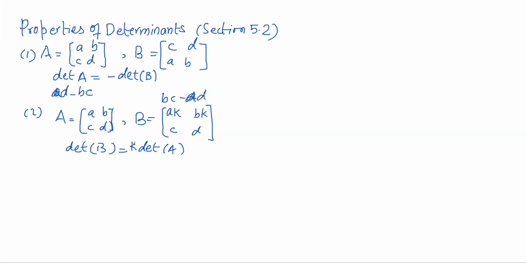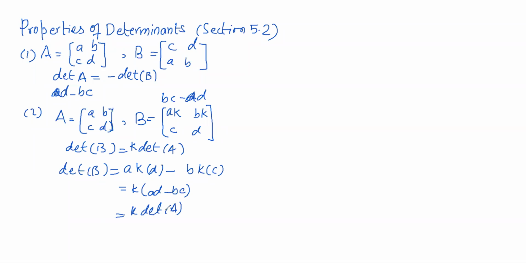We can see that the determinant of A is AD minus BC. So what is the determinant of B? Determinant of B will be AK times D minus BK times C. So K is common: K times AD minus BC, and AD minus BC is the determinant of A. So this is the second property of the determinant.